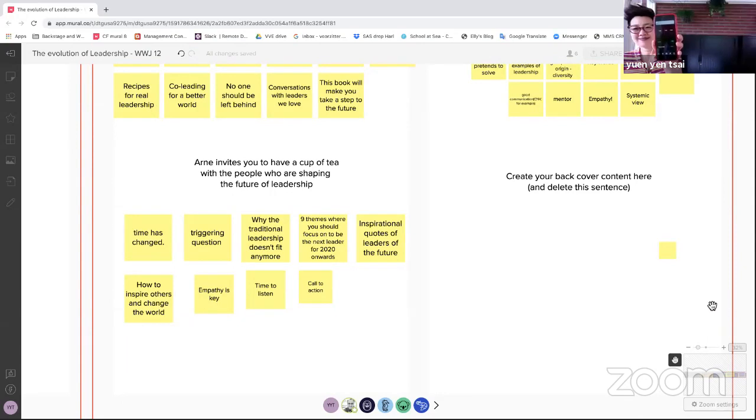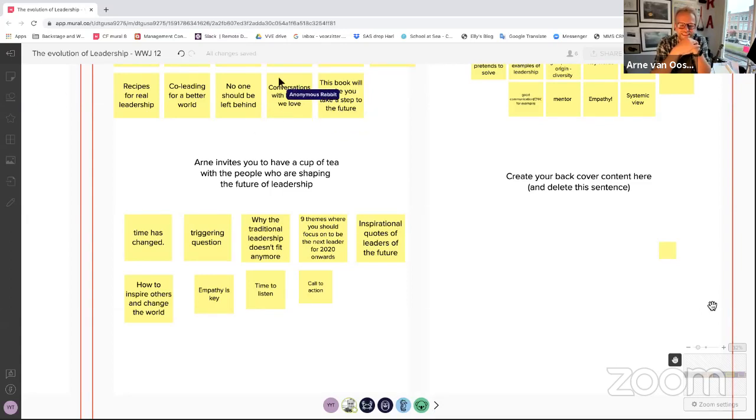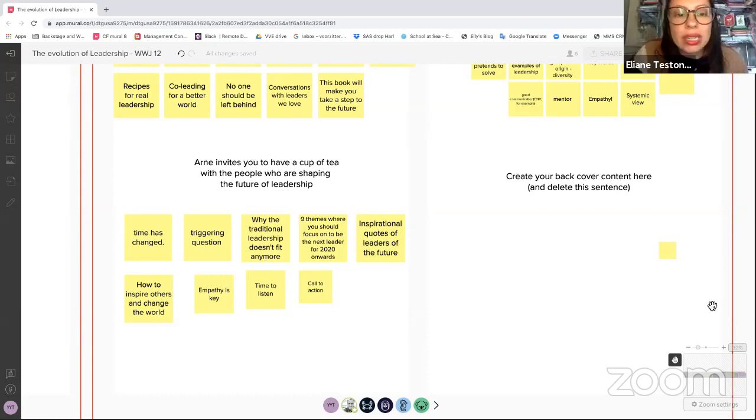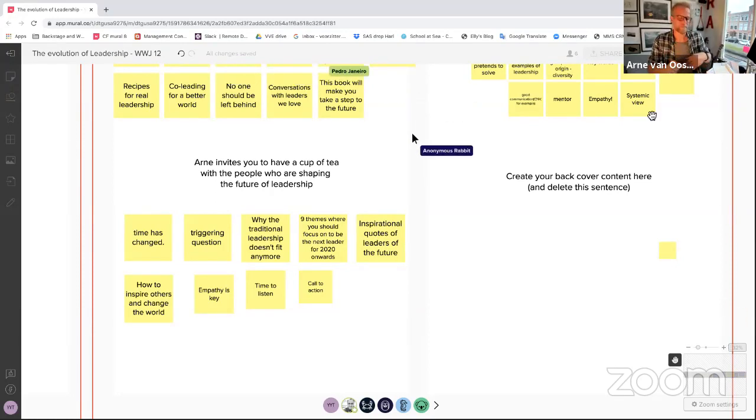Last word, someone final, maybe one word on the back flap from someone else. I like that they wrote 9 things where you should focus. Okay. 9 things. Right. Okay.